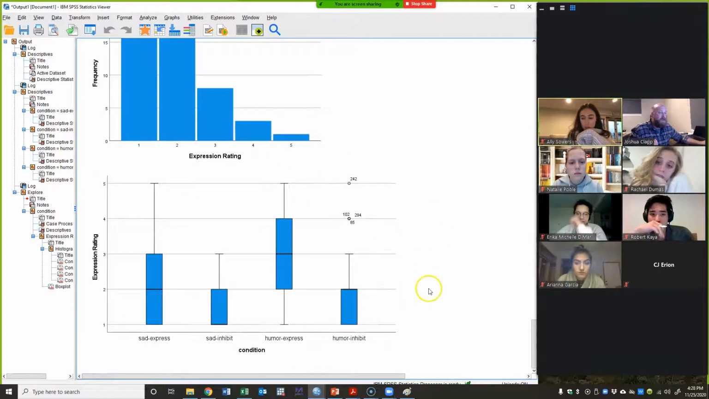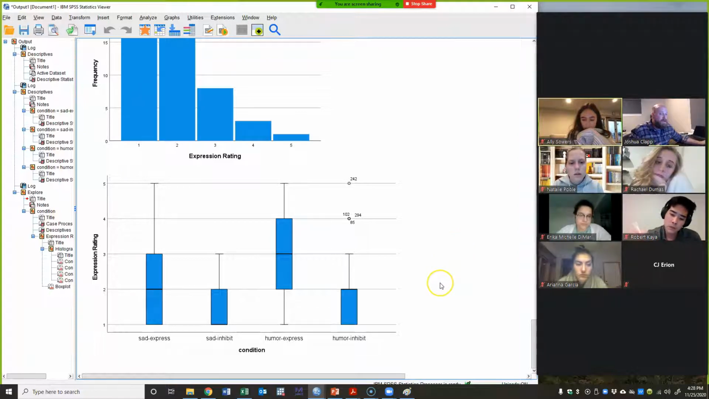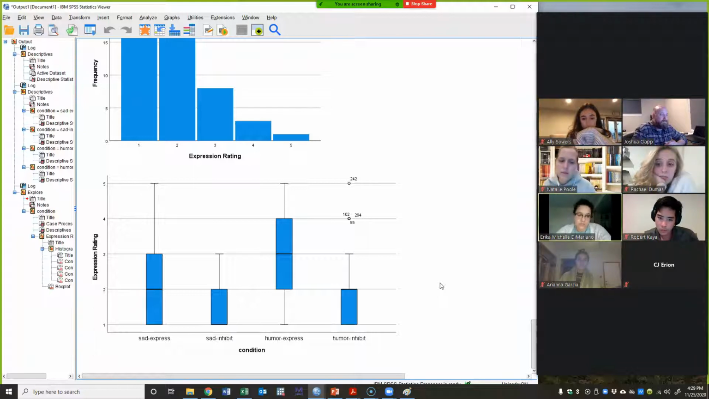Okay. If we go down through and take a look at our box plots, right? What are we seeing here? Eric, can you walk me through what's happening with this box plot, again using box plot terms? So there's a difference clearly with the humor expression. The expressive emotion, like the mean is higher. Okay, are these means?